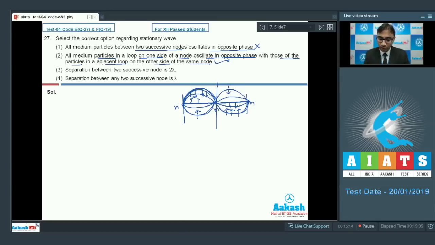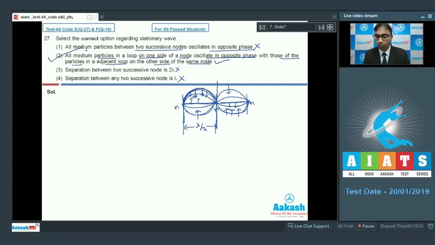Now let's read option number 3. Option number 3 says the separation between two successive nodes is 2 lambda. No, we know that the separation between two successive nodes is lambda by 2. So this is also wrong. Option number 4 says the separation between any two successive nodes is lambda. No, this is also wrong. So we can say that our option number 2 will be the correct choice.